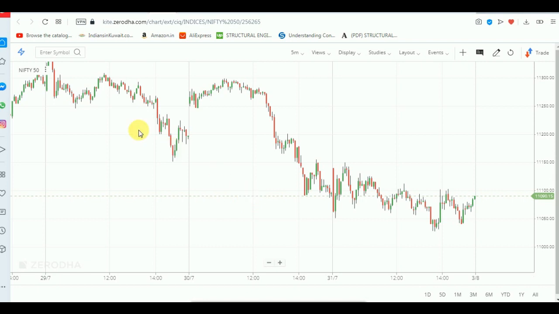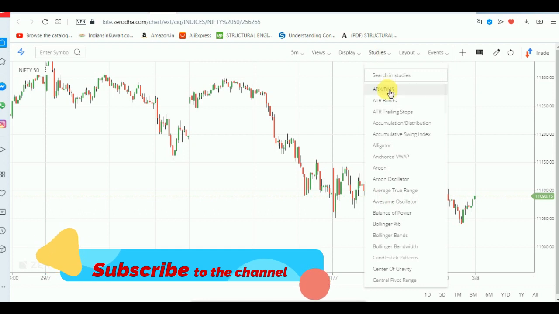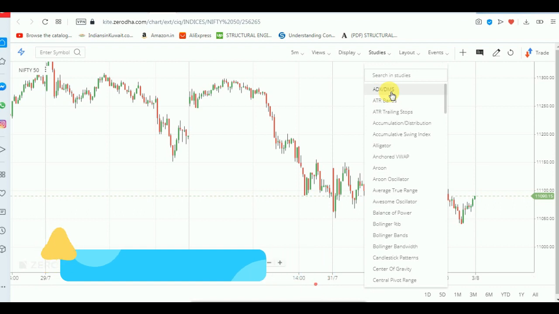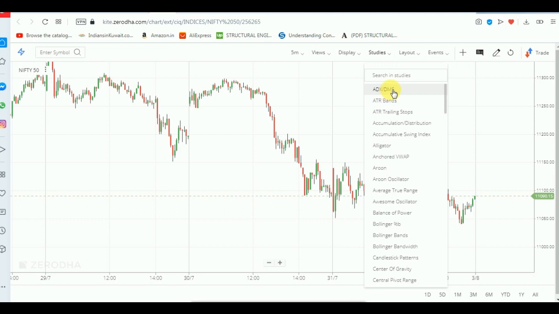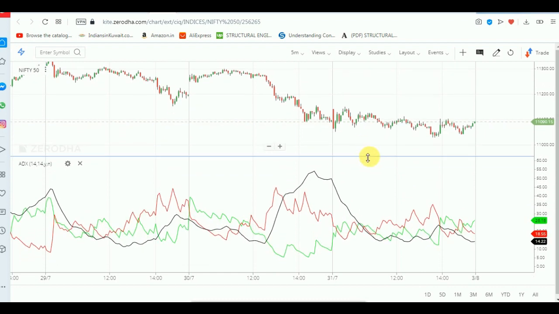So basically this is a 5-minute candlestick chart of Nifty 50, right? In this I am going to apply this particular indicator. So from studies I am selecting this ADX/DMS. ADX means, as I said, Average Directional Movement Index, and DMS means Directional Movement System. So I have applied it here in the chart.